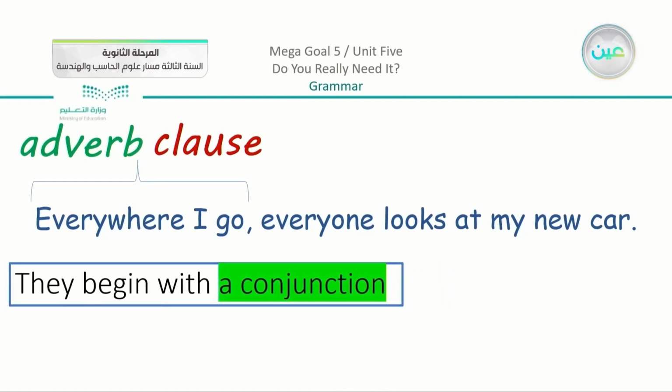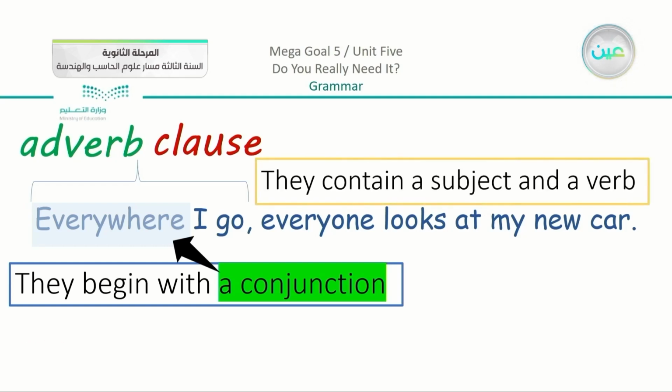First, adverb clauses begin with a conjunction. So what is a conjunction? We can see that we have here everywhere. Everywhere is a conjunction. Like when I read the examples in the yellow color, we said everywhere, in order to, and also since. These are called conjunctions. So an adverb clause starts with a conjunction. Another point, they contain a subject and a verb. You can see also here in the yellow part, I go, there is a subject and also a verb. So we note that adverb clauses have a conjunction, and they do have a subject and a verb, but still they do not function on their own.